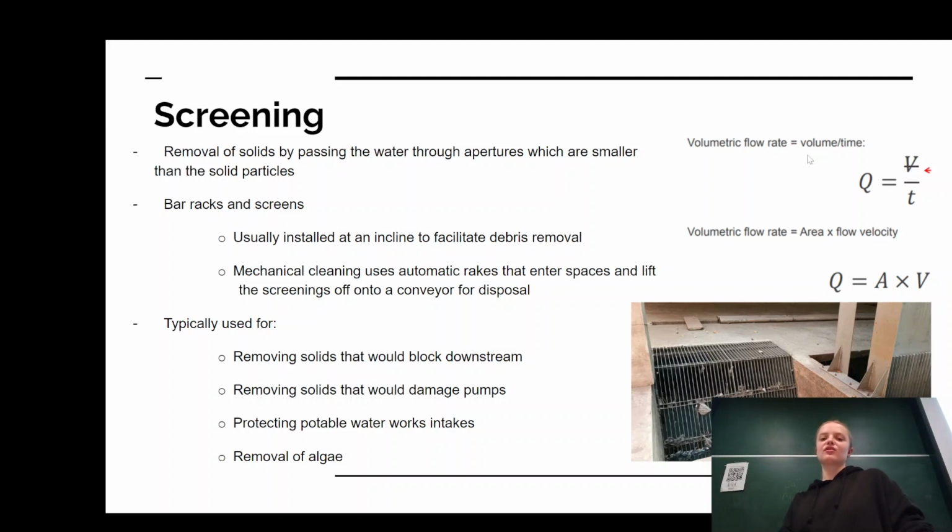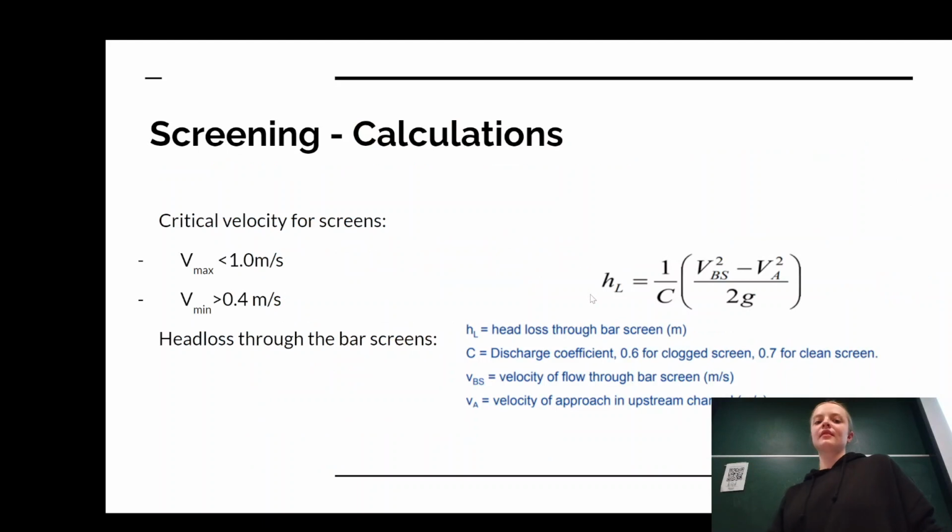So some equations to remember for screening. We've got flow equals volume over time, and then volumetric flow rate is also equal to area times the flow velocity. Okay, it's typically used for removing solids that would block downstream processes. I don't know why I've forgotten processes there. Anyway, removing stuff that would damage the pumps, protecting potable waterwork intakes, and removing algae.